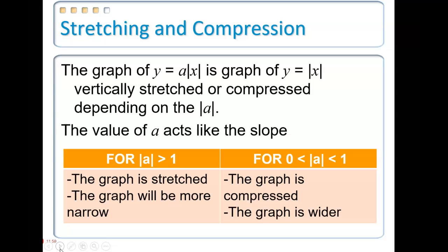The graph can be stretched or compressed based on the A value being a fraction or a whole number. Stretching or compressing does not depend on whether the value is positive or negative. The graph will be stretched if A is greater than 1. The graph is compressed, or made wider, if A is between 0 and 1. Our A value acts like the slope.